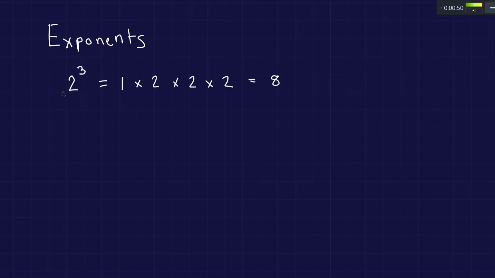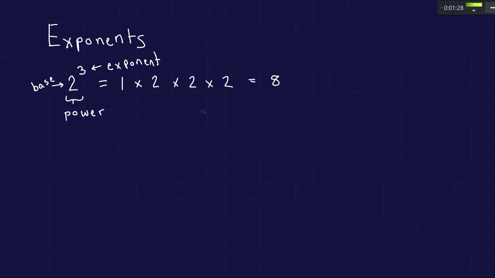Now, some terms. This number here, this 2, is what we call the base. It's the number that we're multiplying by. So you can see we're multiplying by 2. The number of times we multiply the base is this number 3 here, and that is called our exponent. This whole thing is called a power. So we have 2 raised to the 3 is a power, 2 to the third power.